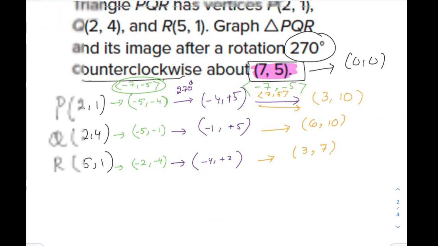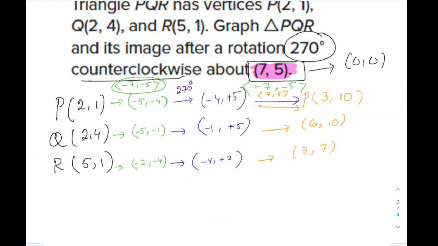Now these are the images. So this will be our P prime, this will be Q prime, and this will be R prime. These are the points that I am looking for.